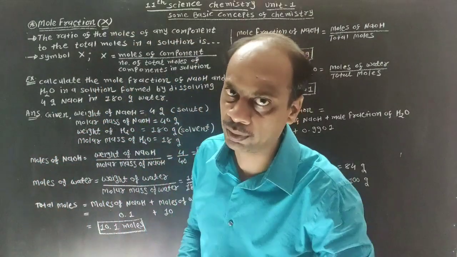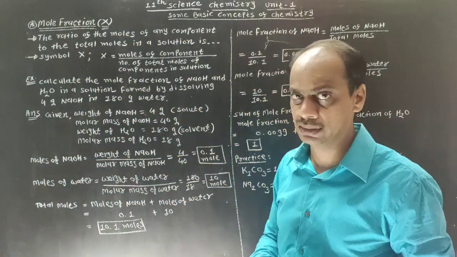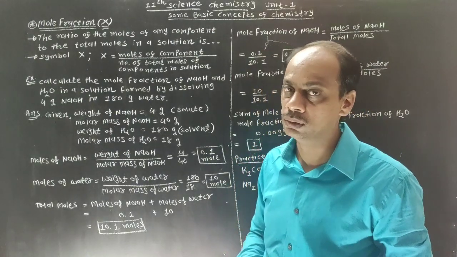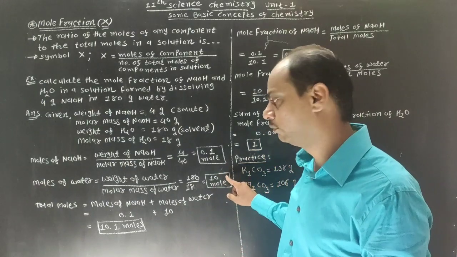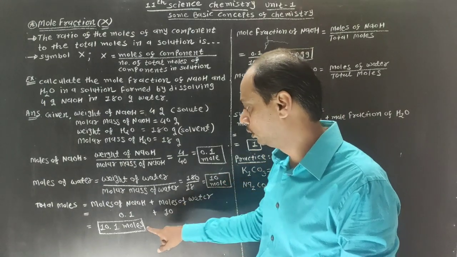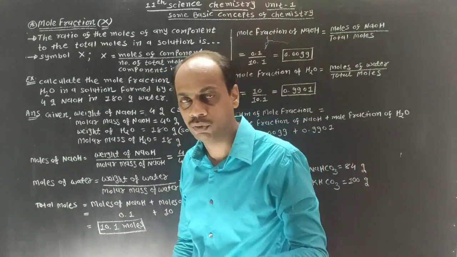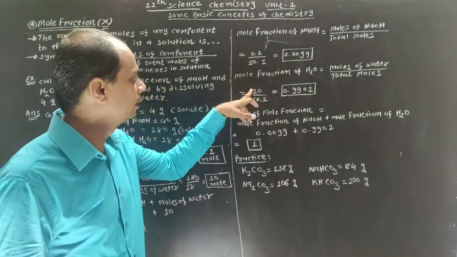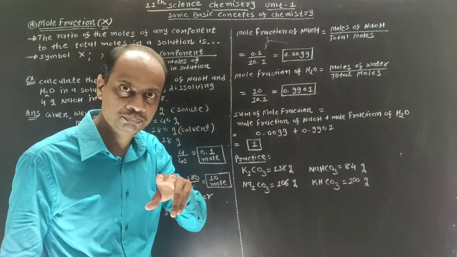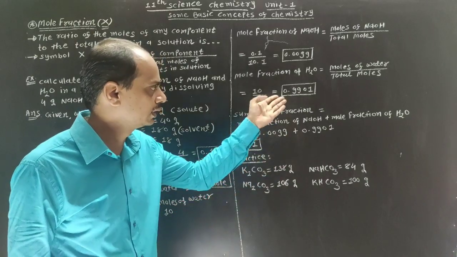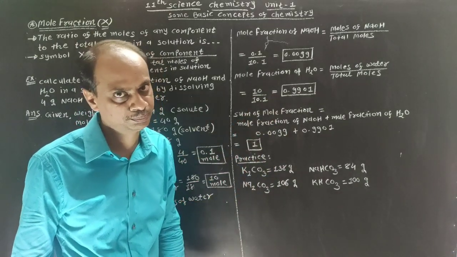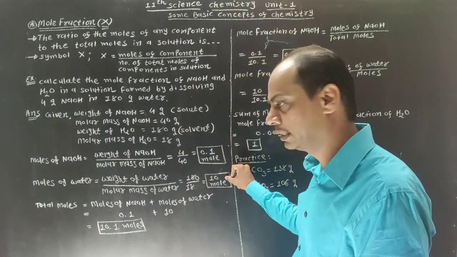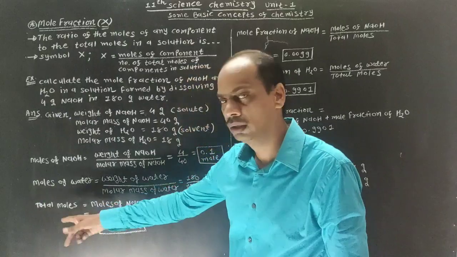Let us calculate the mole fraction of water. Mole fraction of water is equal to, what is the formula? Moles of water over total moles. Here moles of water is 10 and total moles 10.1. So 10 over 10.1. Make a division in the calculator. You got this answer, 0.99. Okay. So after calculating the mole fractions of sodium hydroxide and water, we have made a total.